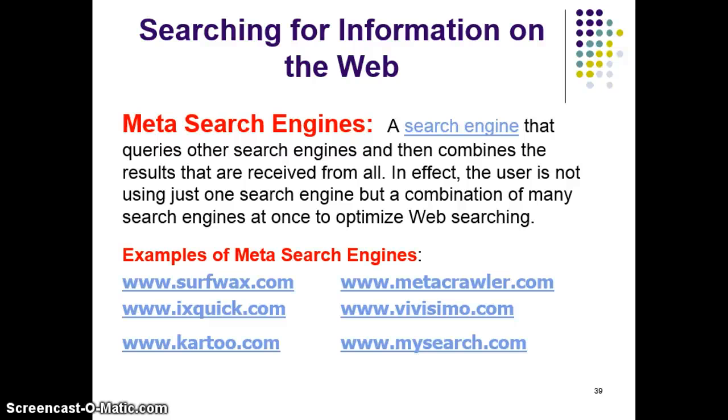Meta search engine, a search engine that queries other search engines and then combines the results that are received from all. In effect, the user is not just using one search engine, but a combination of many search engines used to optimize web searching.